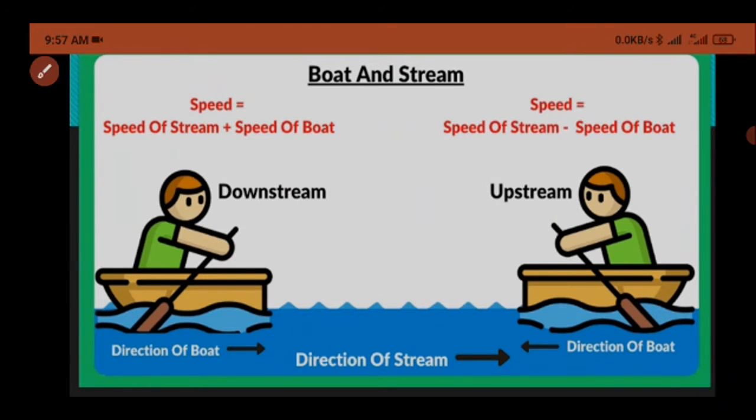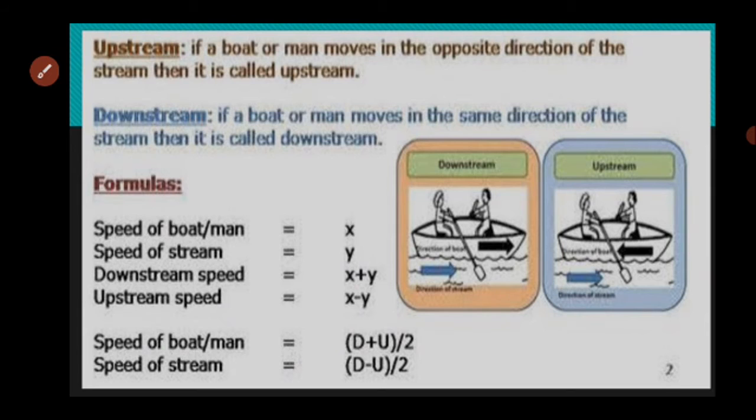Okay, let us discuss a little more. Upstream is what? If a boat or man moves in the opposite direction of the stream, then it is called upstream. But downstream is what? If a boat or man moves in the same direction of the stream, that is called downstream. And some formulas. Let us take the speed of the boat or the man as x km per hour, speed of the stream y km per hour. Downstream speed is x plus y km per hour, and upstream speed is x minus y km per hour.